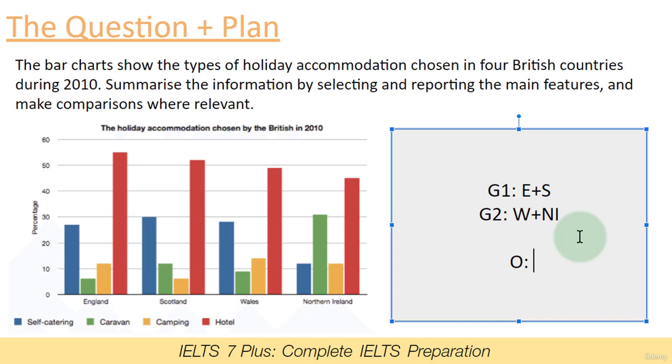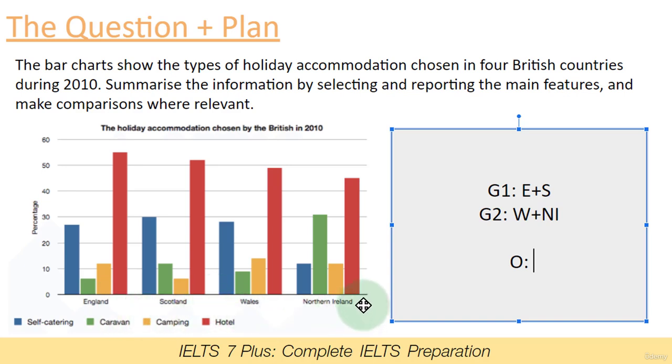Now let's just consider a couple of ideas here. Before, I said the first thing I noticed, without reporting too many specific figures, is to say that hotels are the most popular type of accommodation in all countries. I'm not giving any figures, which I try not to do in my overview. I just give the overall picture. Is there anything else that we could say? Nothing really comes to mind.